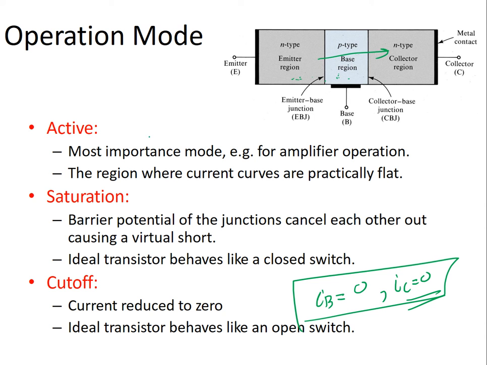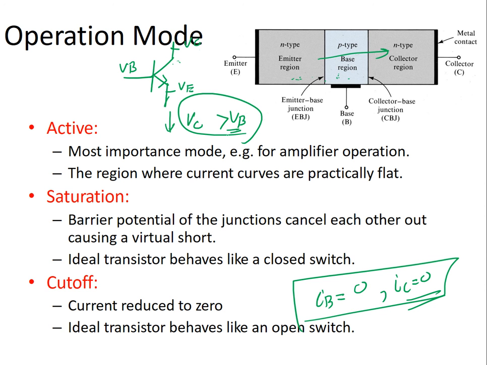Active mode is the region where we operate the transistor for the amplifier application. If I draw this transistor like this, this is my collector voltage, this is my base voltage, and this is my emitter voltage. The active mode is the case when your collector voltage is greater than the base voltage. Because if this is greater, it will ensure that the collector base junction is reverse biased and the flow of the current will start. One junction will be forward biased, the other reverse biased. That will be the active mode.